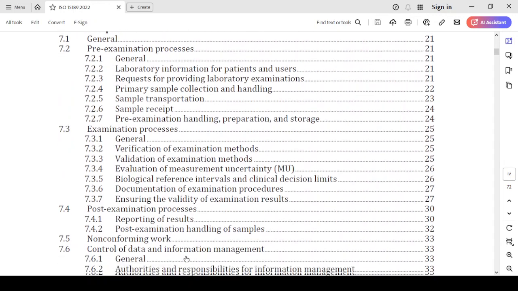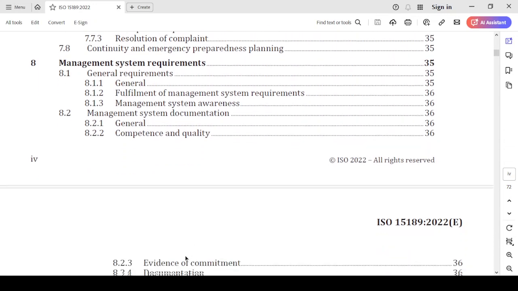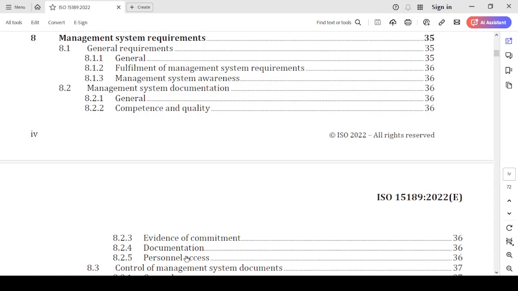Okay, so clause 7, that is now the process requirements for the lab: pre-examination, examination, and post-examination. Now clause 8 is the management requirements with regards to the standard. The reason why in clause 5 I used the word political, and not management, is because there is this clause that talks about the management system requirements. These are the requirements for quality, and these ones are adopted from the mother standard.